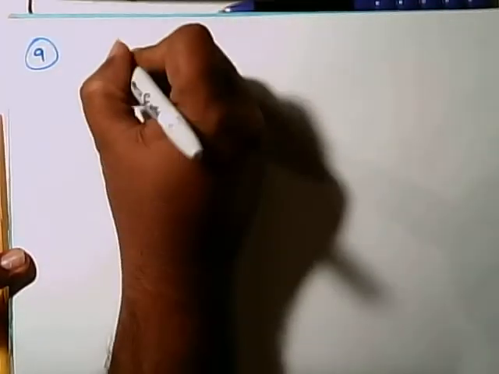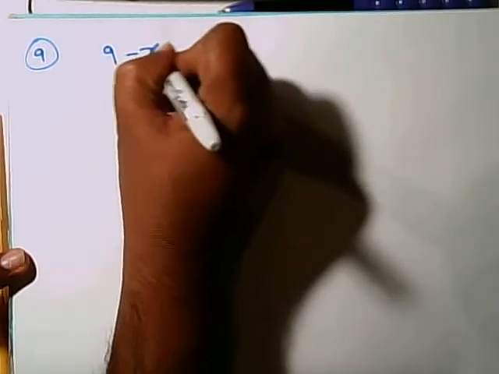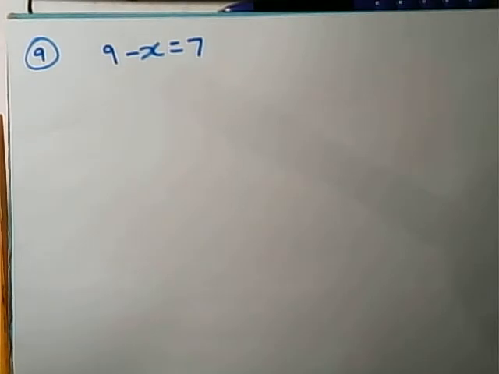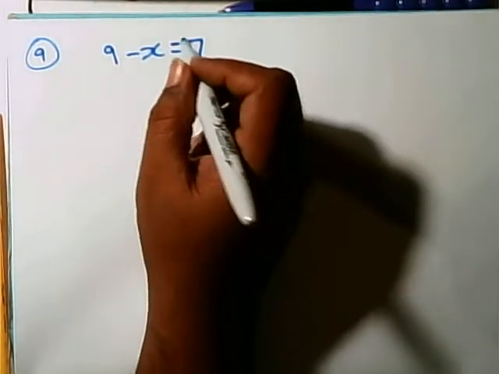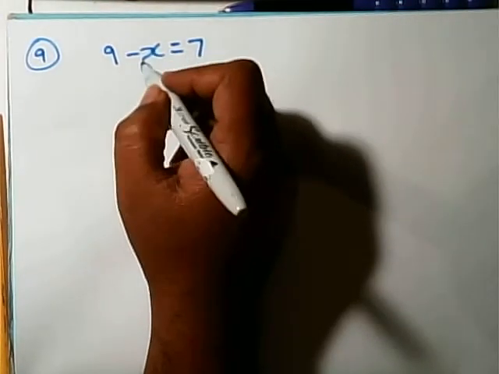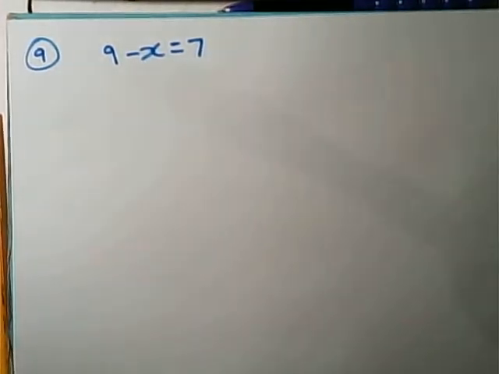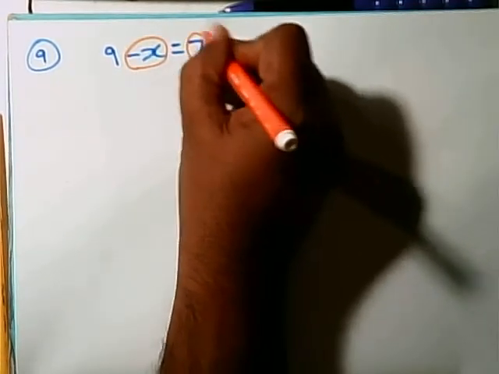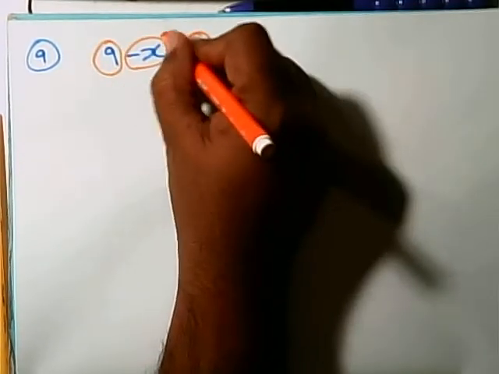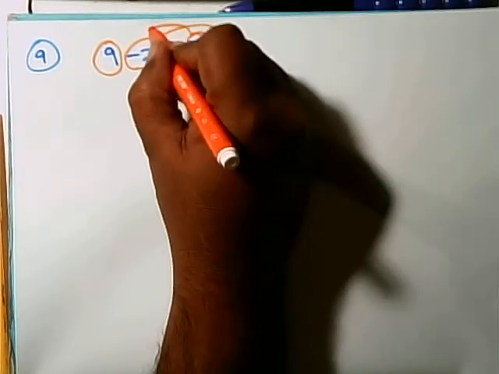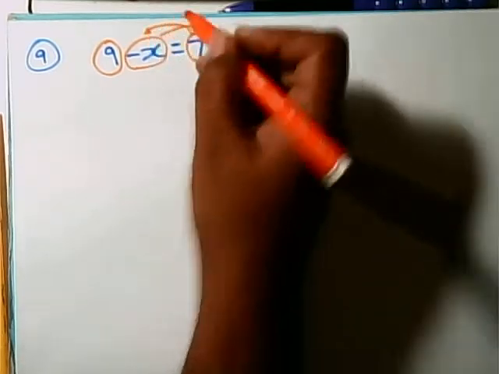Question 9. 9 minus x is equal to 7. Okay. Easiest way for me to do this, I circle my terms. I will move the minus x across and move the 7 here.